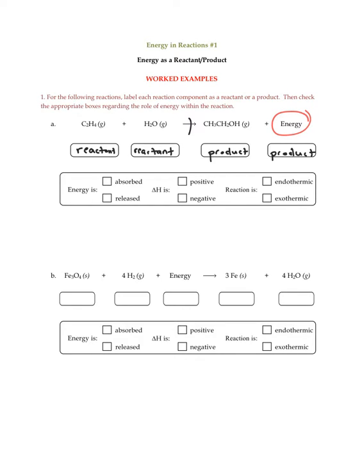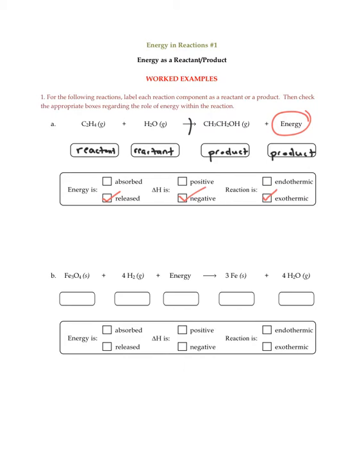And what I'm trying to express here is that when you have energy as a product, that means energy is being released, right? Products are made. And if you have released energy, that's referred to as an exothermic reaction. And what we know from our delta H calculations is that that's a negative delta H.